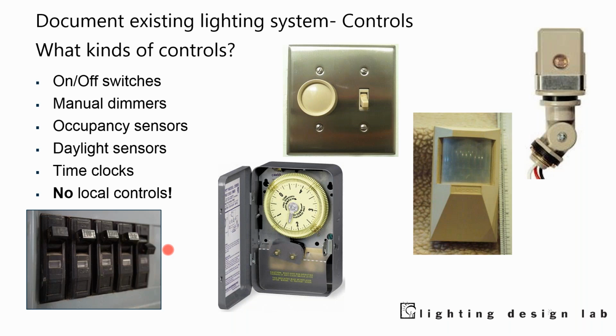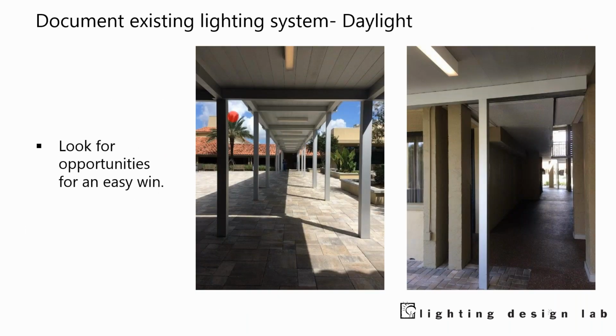But then do they have manual dimmers? Is it just on-off switches? Do they have timers, time clocks, occupancy sensors, and photo cells? So you want to look at what sensors are in place, what condition they're in, that kind of thing. Sometimes controls can be really easy, especially when you talk about daylighting controls. It can be challenging, but here's a really easy lift.